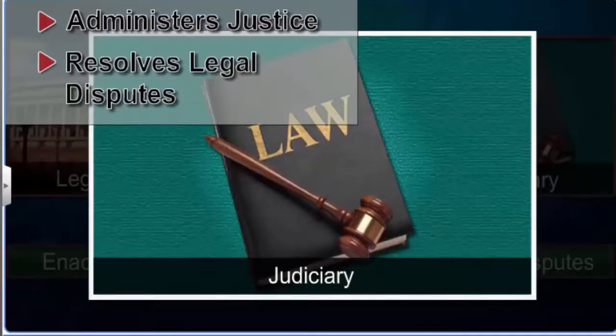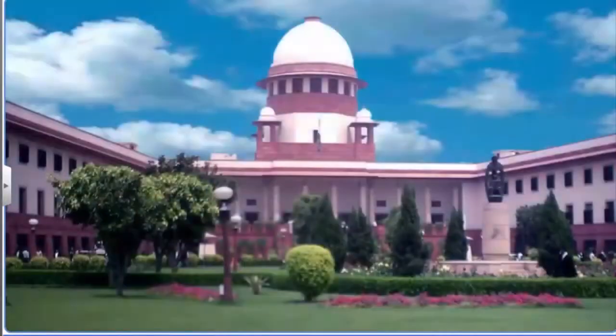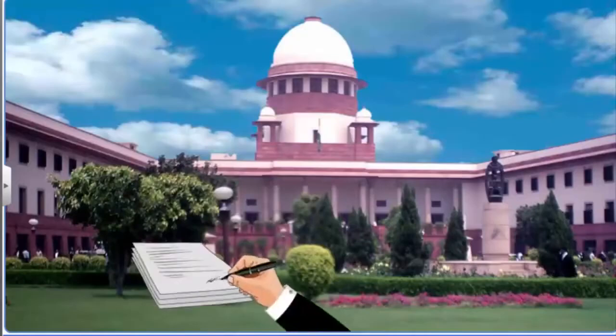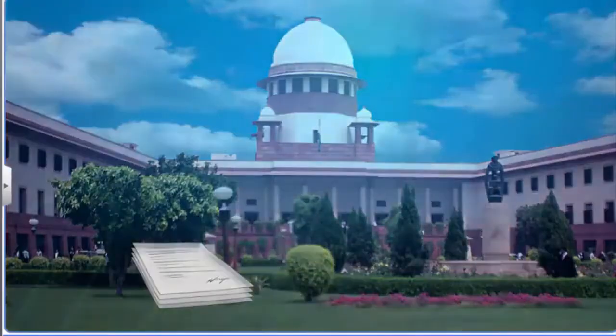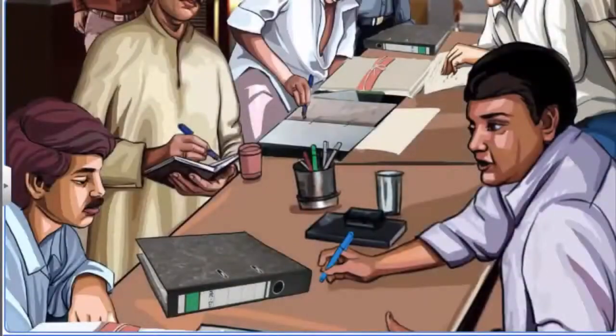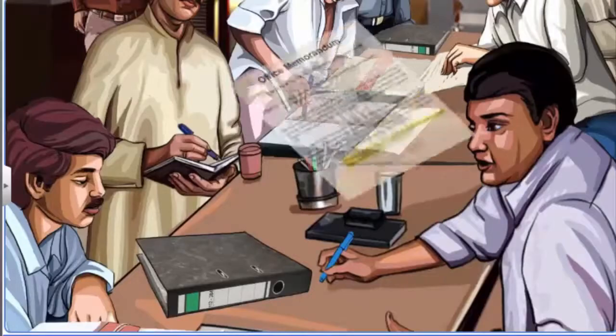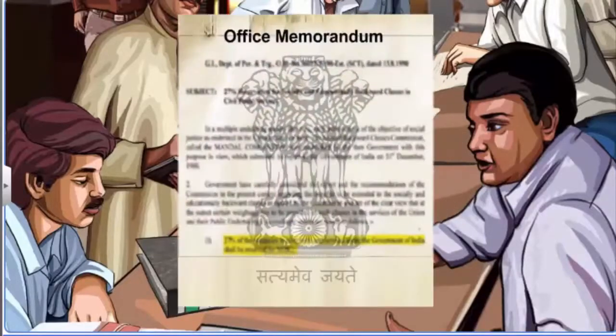We will now see how a government order is passed, executed, and judged in the courts of law. Any major policy decision is conveyed through a government order. A government order is also called an office memorandum. One such government order was passed on August 13, 1990.